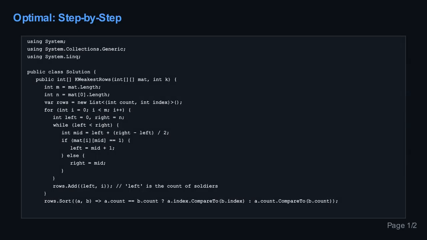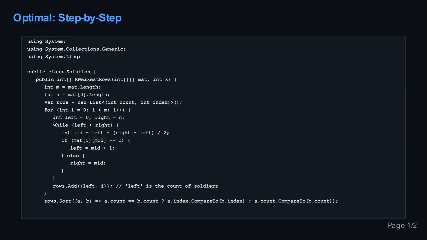Let's trace with our example matrix. For the first row, 1, 1, 0, 0, 0, binary search finds the first 0 at index 2, so the soldier count is 2. We store 2, 0. For the second row, 1, 1, 1, 1, 0, binary search identifies 4 soldiers, so we add 4, 1. The third row, 1, 0, 0, 0, 0, has 1 soldier, resulting in 1, 2. The fourth row, 1, 1, 0, 0, 0, also has 2 soldiers, so 2, 3. And the final row, 1, 1, 1, 1, 1, has 5 soldiers, giving us 5, 4.